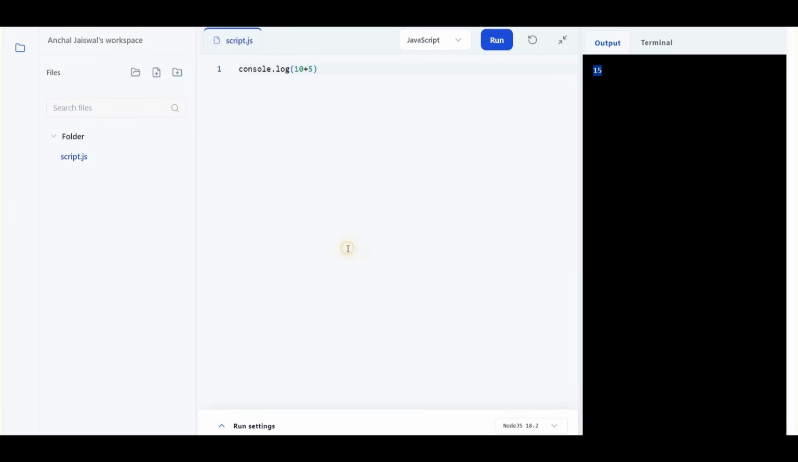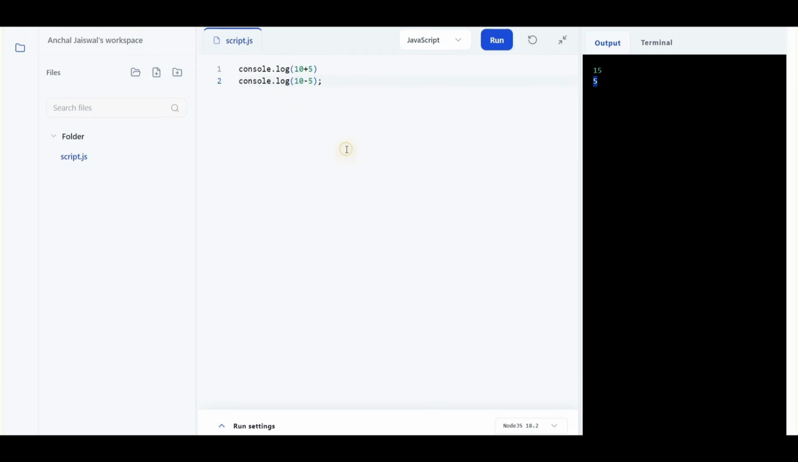Now let's try subtraction. The minus operator is used to subtract one value from another. Here we are subtracting 5 from 10. Let's see the result. So we get 5. Nothing complicated. Here the minus operator simply performs subtraction between the values.